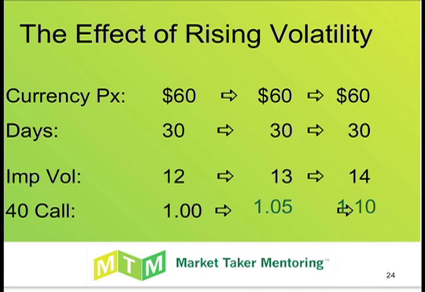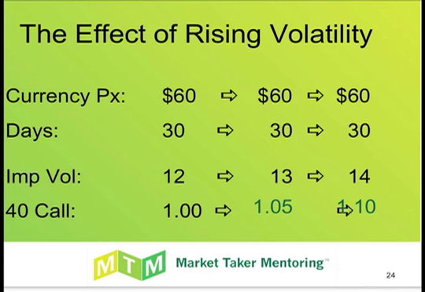So let's say we have a currency price trading at $60. There's about 30 days till expiration. And let's say the price of the currency happens to not change at all. But later today, implied volatility rises from 12 to 13. We would see the price of some given option, the 40 call, say. Actually, that would be a typo. It should be the 60 call. Rise from $1 to $1.05. And then as implied volatility rises yet another point, we would see the price of the 60 call rise from $1.05 to $1.10.